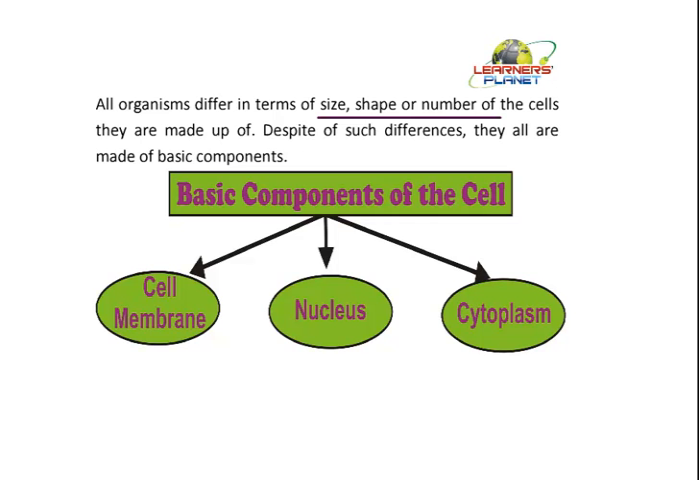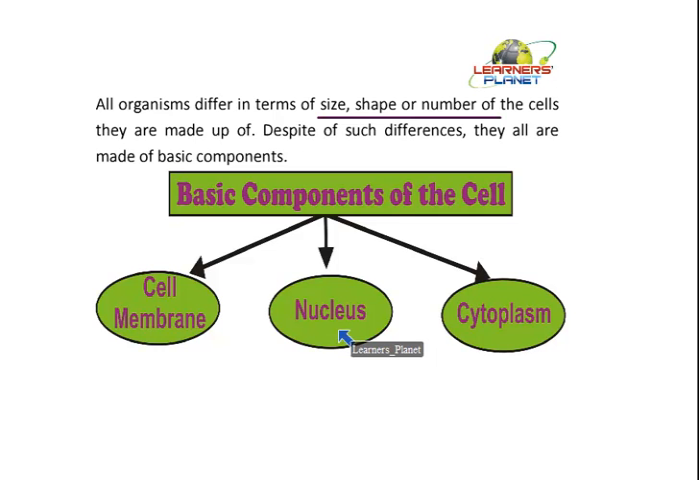So what are these basic components of the cells? Generally we can say they have a cell membrane, nucleus and cytoplasm. There is no cell which is devoid of these three parts. Of course, when we compare the prokaryotic and the eukaryotic cells, the structural differences would arise, but the component will surely be present over there.